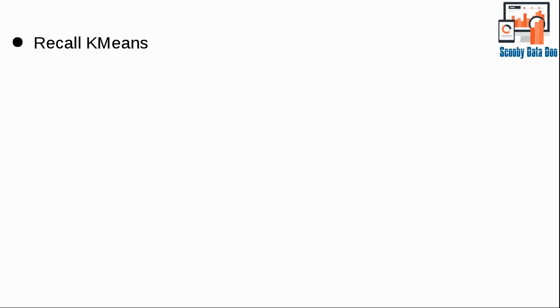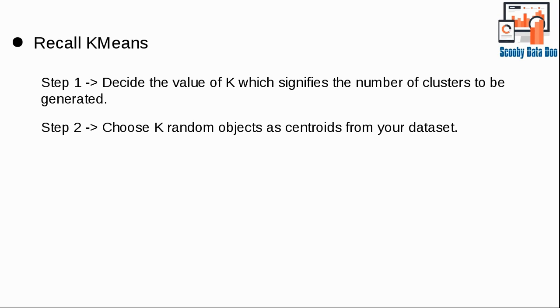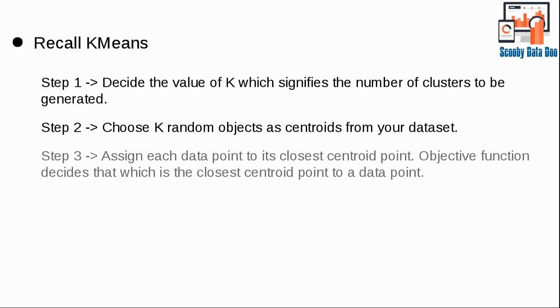Alright, before I jump to the main topic, I would like to recall the K-means algorithm. In step 1, we decided the value of k, which signifies the number of clusters to be generated. In step 2, we chose k random points or k random objects as centroids to work on, right? In step 3, we assign each data point closest to its centroid points, and to decide that we used an objective function, and our objective function was the Euclidean distance function.